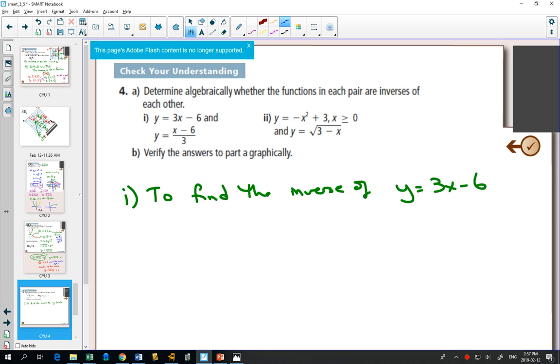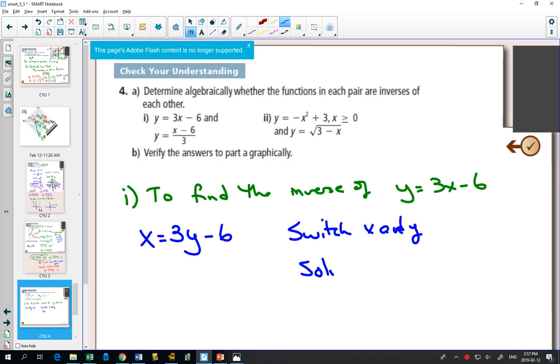What are your steps? First step, you switch x and y. So then I would get x equals 3y minus 6. And then we solve for y. So I'll add 6 to both sides, divide both sides by 3, and the equation of the inverse would be (x + 6) divided by 3.